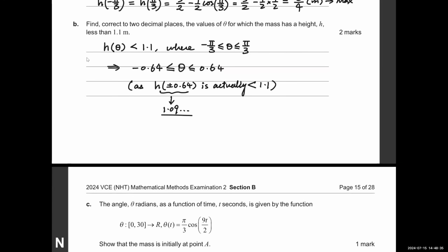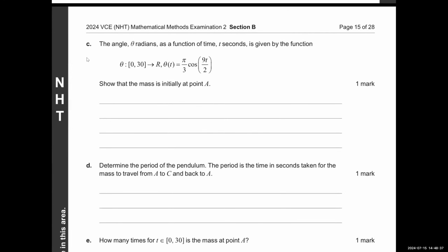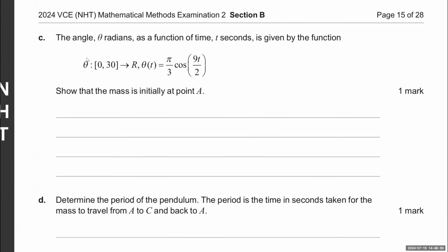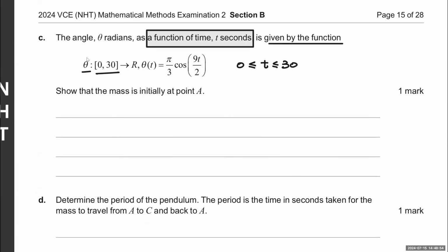All right, next. The angle theta radians as a function of time t seconds. Interesting one. Is given by the function theta, with t between 0 and 30. That is my t, another independent variable, between 0 and 30. Show that the mass is initially at point A.